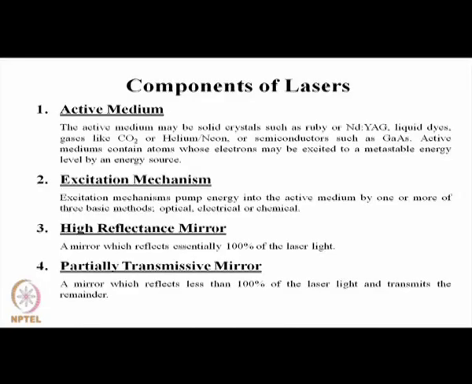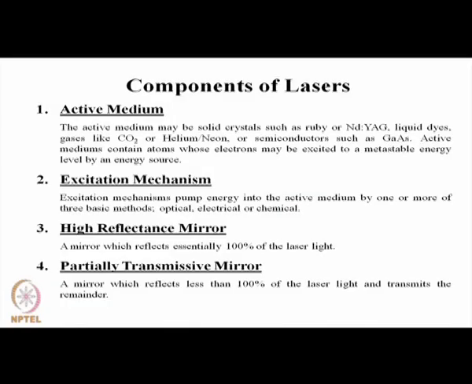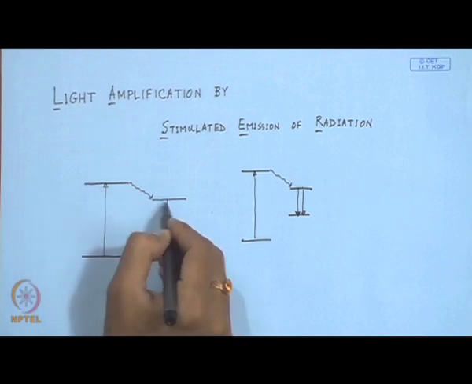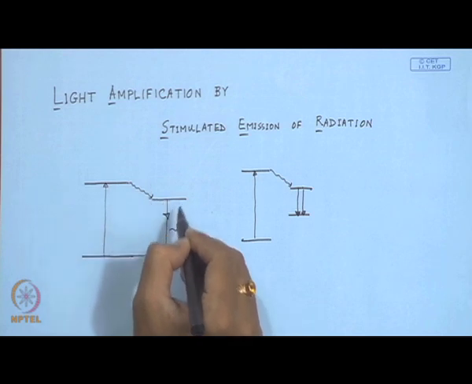The excitation mechanism is called the pumping process, like pumping water from the ground level to the top level. So, the excitation mechanism pumps energy to the active medium. Like optical method, maybe electrical method, or maybe a biochemical method. So, there must be a way to pump energy from here to here, by this route.